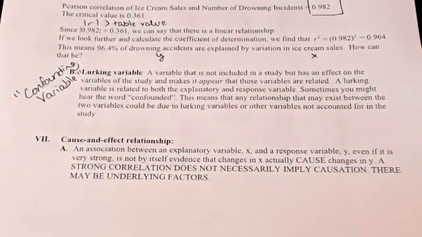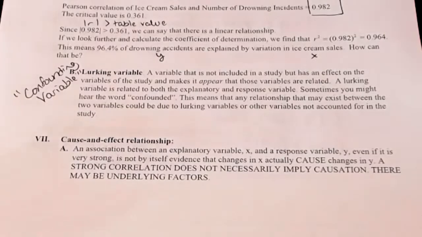Cause and effect relationship. An association between an explanatory variable X and a response variable Y, even if it is very strong, is not by itself evidence that changes in X are actually causing changes in Y. This is exactly what we were just talking about. Correlation versus causation. A strong correlation does not necessarily imply causation. There may be underlying factors, okay? Be super careful in your interpretations.